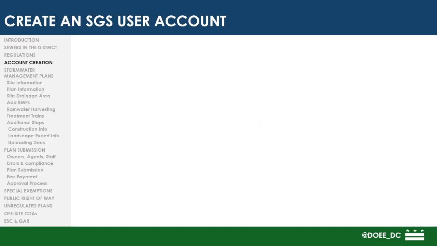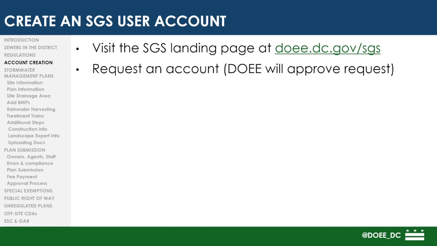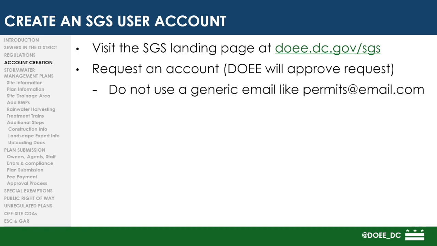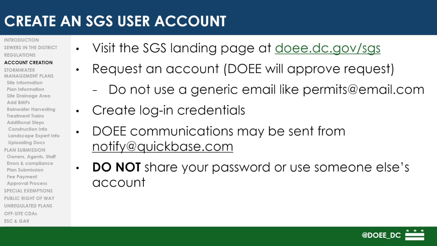Accounts are created at doee.dc.gov/SGS. Once you request your account, DOEE will approve it within 1 business day, but generally much faster than that. This approval process is to make sure that people aren't creating duplicate accounts or using generic emails like permits@email.com. Once it's approved, you'll create your password and security questions. If you don't see the approval confirmation email within a day or so, check your spam folder. The email will be from notify@quickbase.com, which sometimes gets sent to people's spam folders.